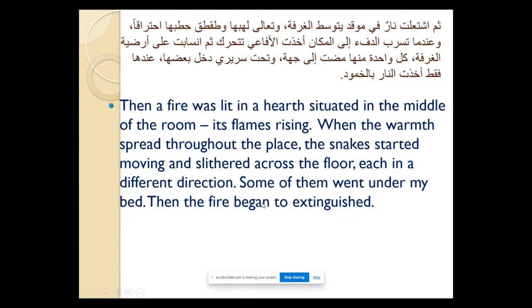But still, this is not very accurate if we compare it with أخذت النار بالخمود. So the use of أخذت indicates that the action is being carried out gradually, right? So we'll see now how we can work with this. So the commentary, let's see.